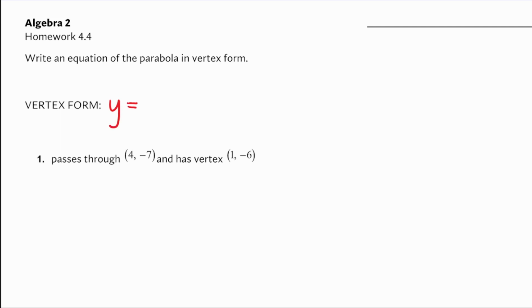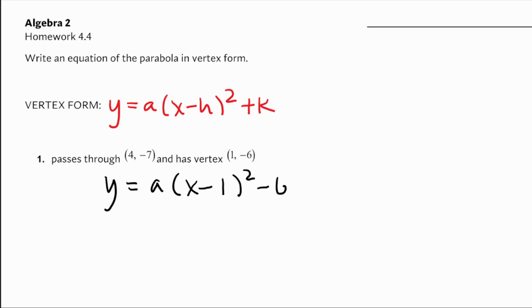That's y equals some number a times x minus h squared plus k, where h and k are the coordinates of the vertex and a is the leading coefficient. Okay, so if we've got a parabola that passes through the point 4, -7, has vertex 1 and -6, we're going to start off with that skeleton. Y equals some number times x minus 1 squared minus 6. We can just plug in h and k.